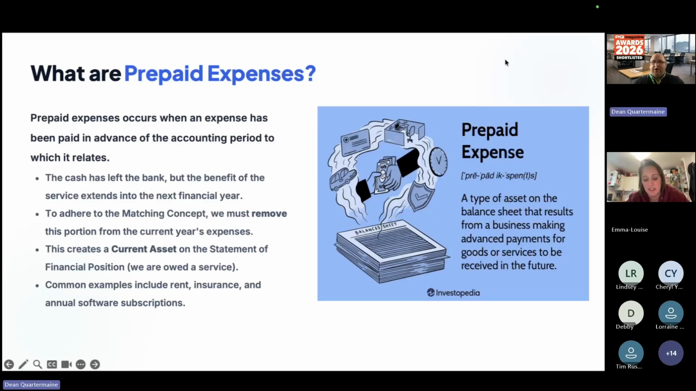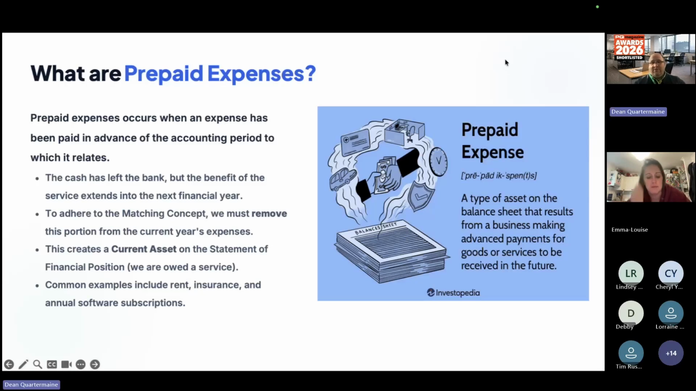Now, one or two things are going to happen. We're going to end up with our money back, an asset, we're going to get the money back, or we are owed a service that we paid for, both of which, from an accounting perspective, are considered to be current assets.